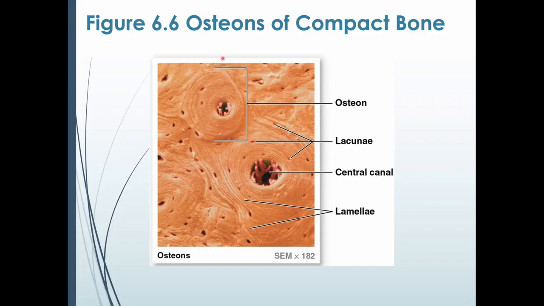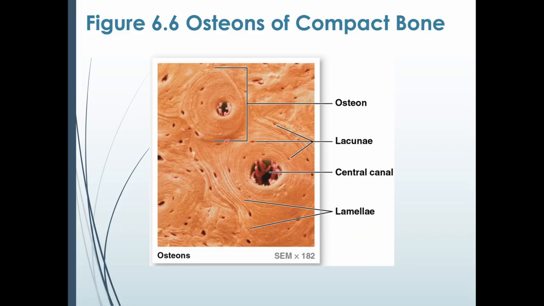So here is an osteon. It basically looks like the ring of a tree. Okay, that whole structure is the osteon. The center of it is the central canal or Haversian canal. You could put either one. Lacunae. These are basically those divots where you are going to find your bone cells, where you're going to find your osteocytes. That's where they stay.